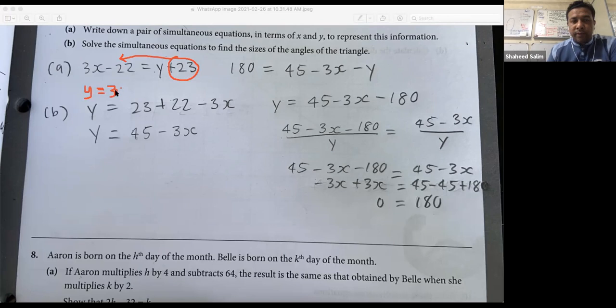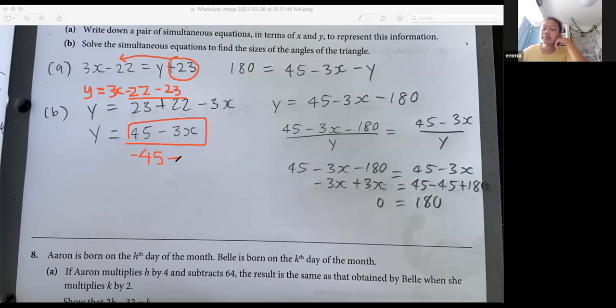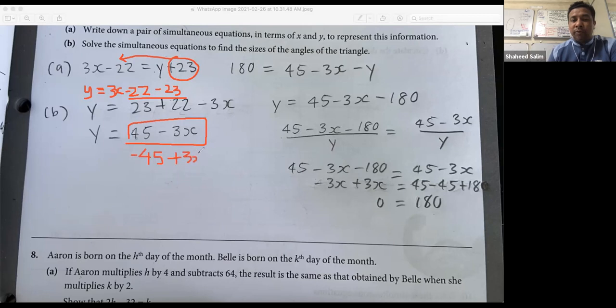3x minus 22. Okay, sorry, minus 22. Then this one I brought over there, right? So it becomes minus 23. So it becomes 3x minus 45. Yours is a little bit different. Yours is 45 minus 3x. Upside down, no? Mine is, okay, mine is minus 45 plus 3x.